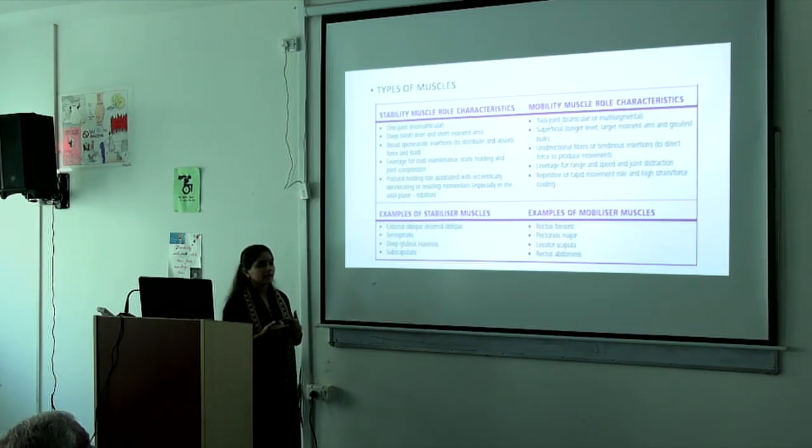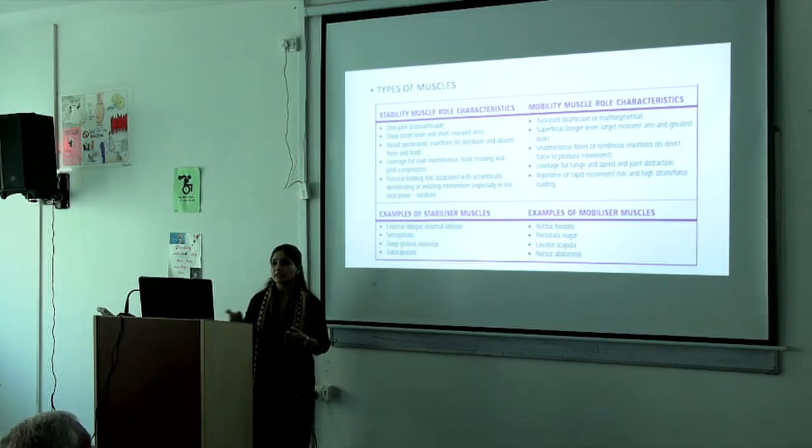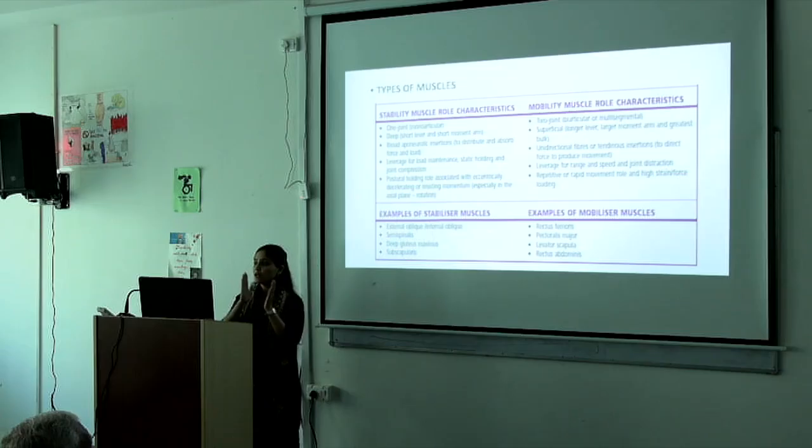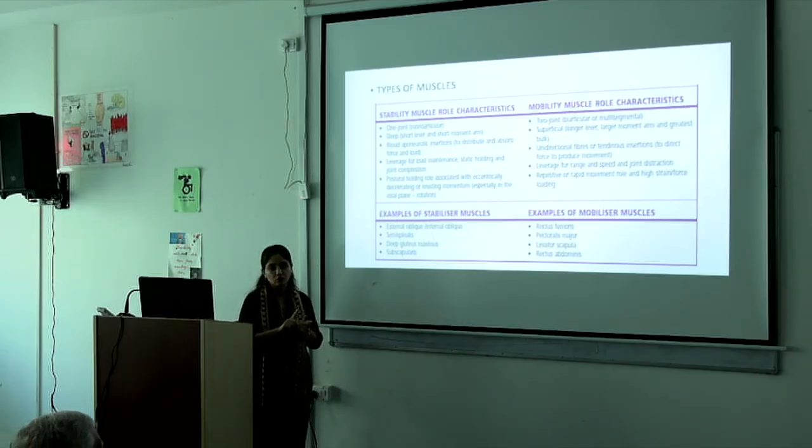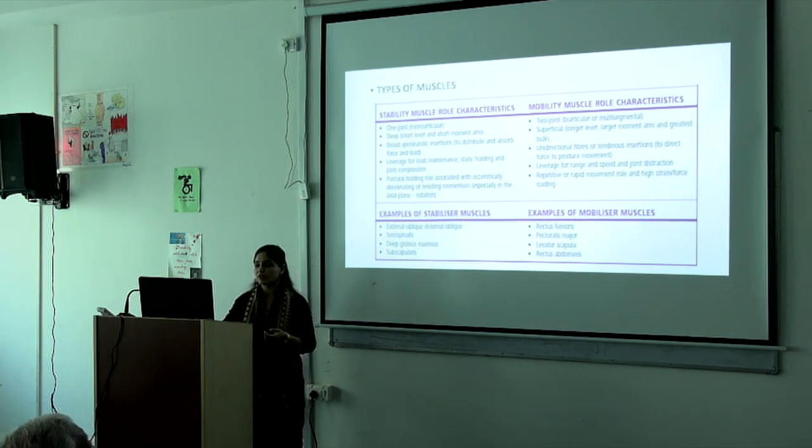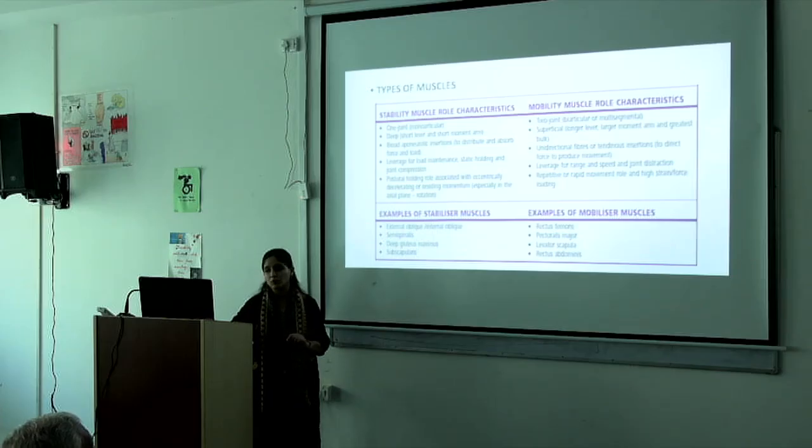Now, again talking about the local muscle group and the global muscle group, we all know that there are two groups of muscles in the body. One is the local group of muscle and the other one is the global group of muscle. One is responsible for stability and the other one is responsible for mobility.